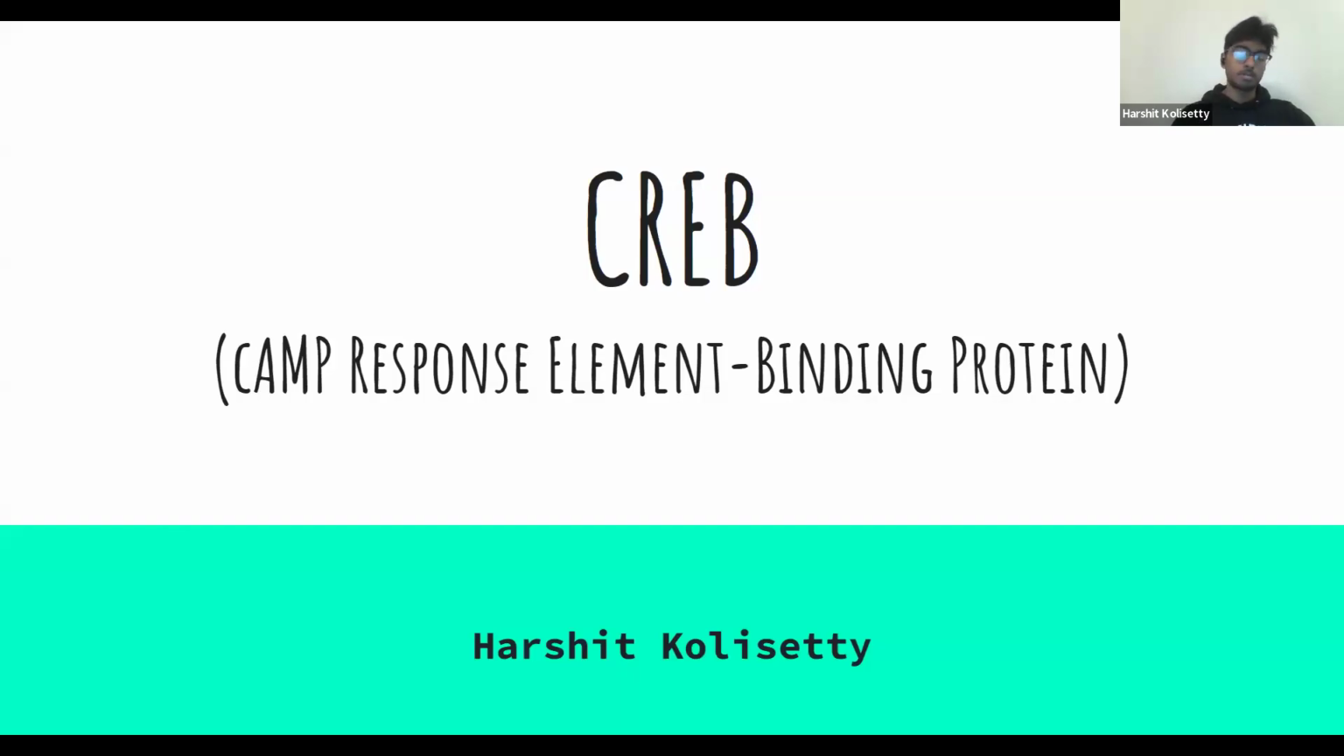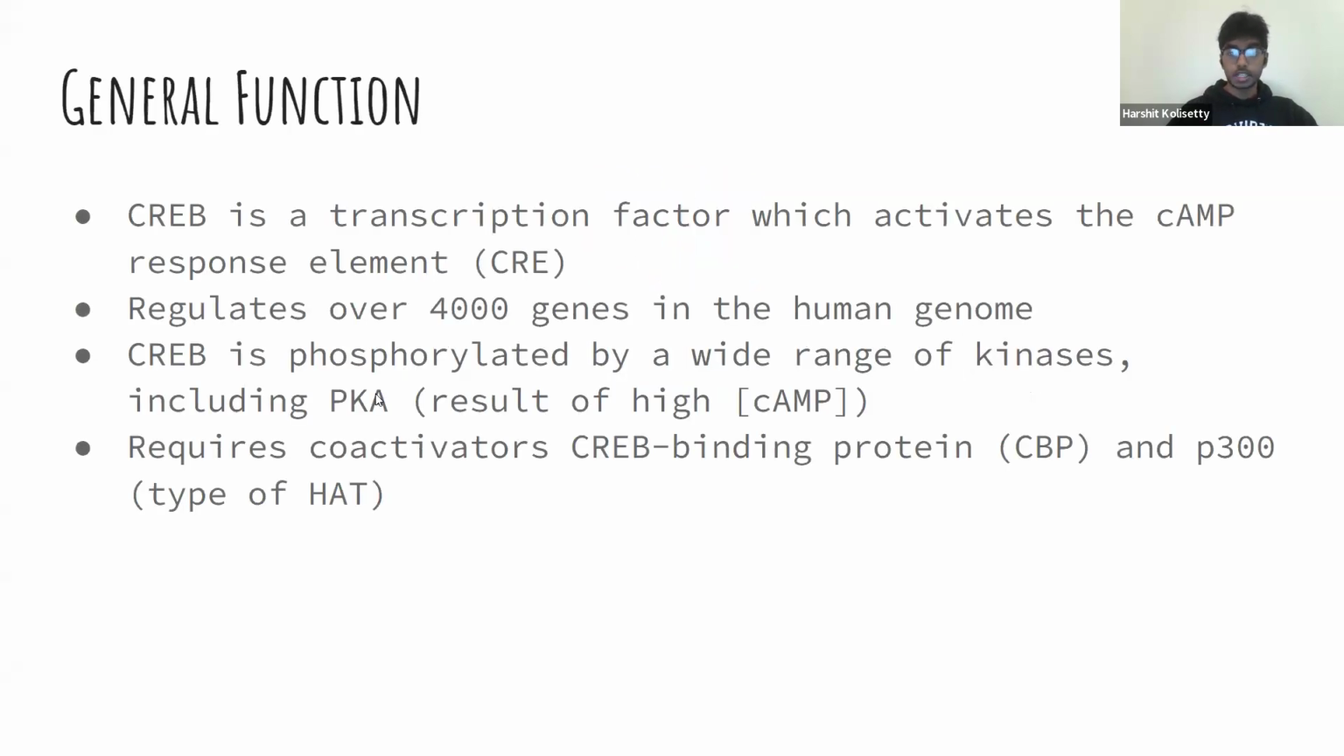So a DNA binding protein I thought was pretty interesting was CREB. The cAMP response element binding protein is a transcription factor which activates the cAMP response element present in over 4,000 genes in the human genome. CREB is phosphorylated by a wide range of kinases, one of them being protein kinase A, which is a result of high cAMP concentrations.